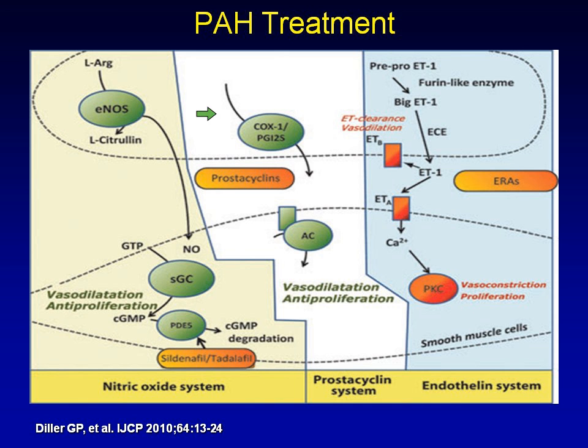So when we look at these medications, there are three broad categories of medication. One is the so-called nitric oxide system, one the prostacyclin system, and one the endothelin system. The first one approved was this prostacyclin pathway. So you give the medication and it stimulates adenylate cyclase and cyclic AMP. So right now we have drugs that can be given IV or subcutaneous or inhaled to target this pathway.